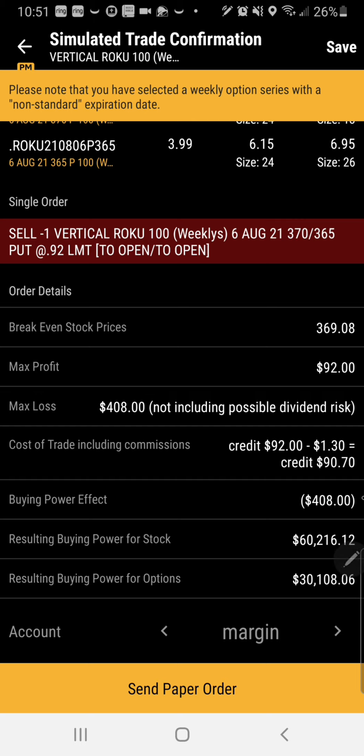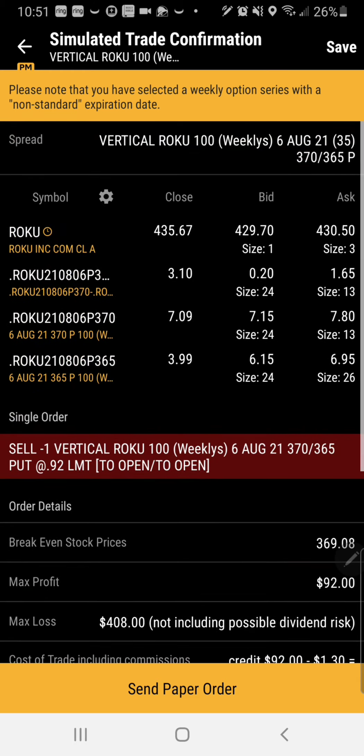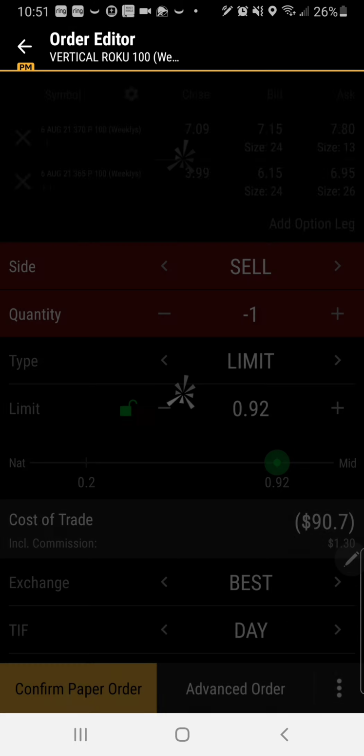This affects your buying power by 408. It's almost like a deposit buffer in case the max loss comes. So there's no guarantee that you're going to lose $408, but it reduces your buying power by the amount that you could potentially lose. And that's why it's important to define your risks.